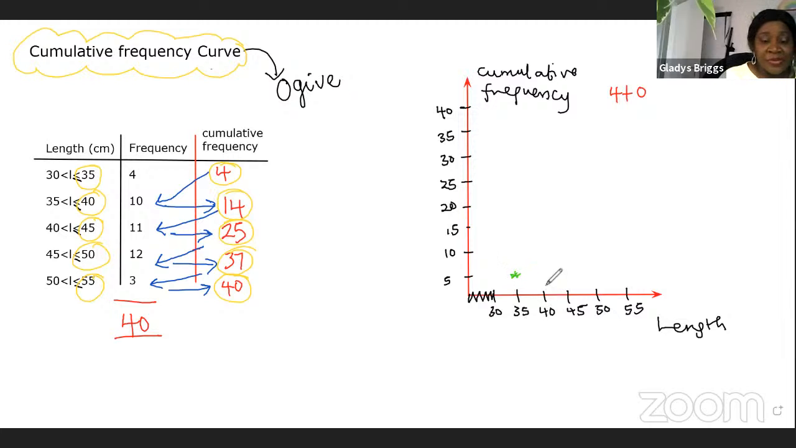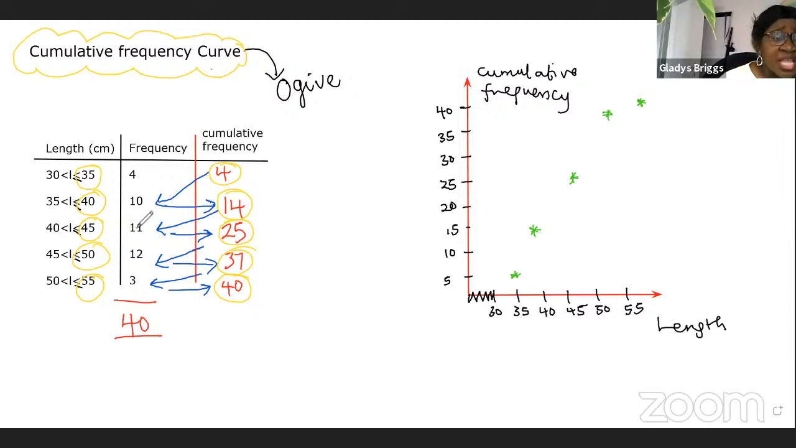Then 40 and 14. 14 is just under 15 right there. Let me get my glasses. 40 and 14 is going to be somewhere there. 45 and 25 is up here with 25. And 50 and 37 is just under 40. Let's rub this off. Then we have 55 and 40. So that will just come right down.